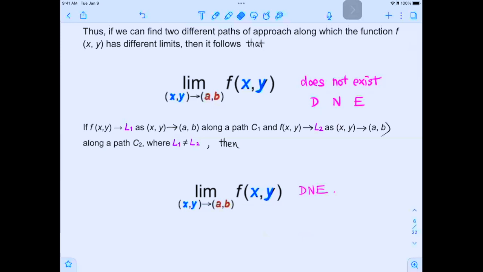So here's something that will help you with the homework. If you find f of (x, y) approaching a limit, say L1, along a path, and later on you find another path that gives you the limit L2, and L1 and L2 do not equal each other, then the limit does not exist. To prove the limit does not exist, you just need to find two different paths that give different limits.